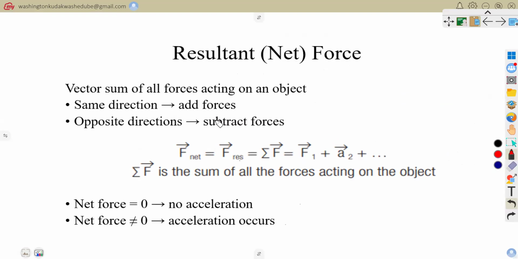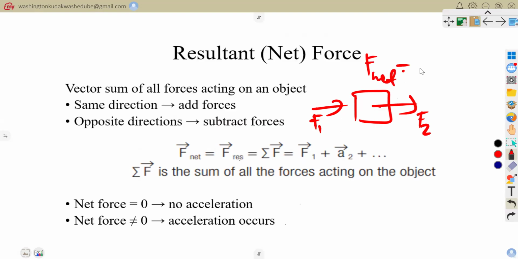So whenever you have got forces that are acting in the same direction, let's say I've got F1, which is the pushing force, and F2, which is the pulling force, and they are all directed in the same direction. Whenever I'm looking for the net resultant force, I have to add these two forces. So I will say F1 plus F2.